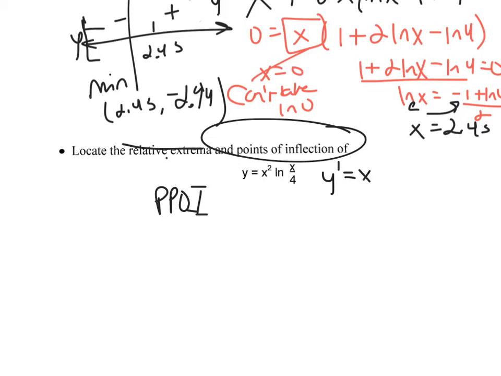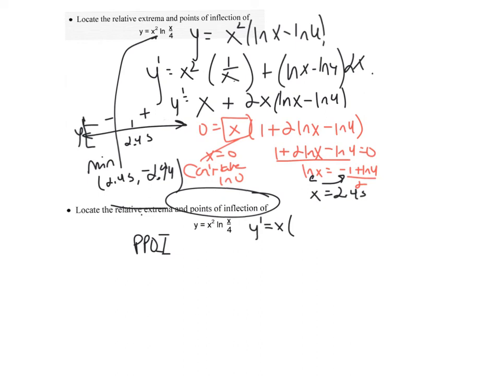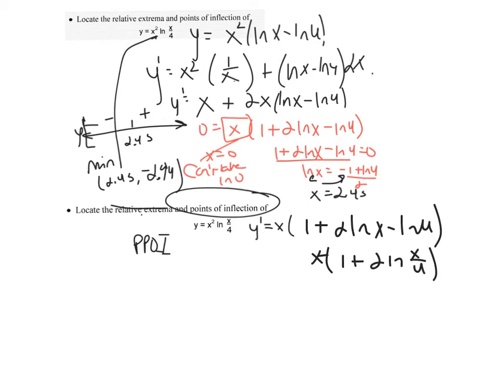I got x times 1 plus 2 ln of x over 4. Some of you may have had that if you used just the product rule. If I did this out, my first derivative was x times 1 plus 2 ln of x minus ln of 4. The other version of that, if you just used the product rule from the previous question, is the same thing as 1 plus 2 ln of x over 4. That's also the derivative. It's the same thing. Just a reminder, you can also get that by condensing this back if you need to.